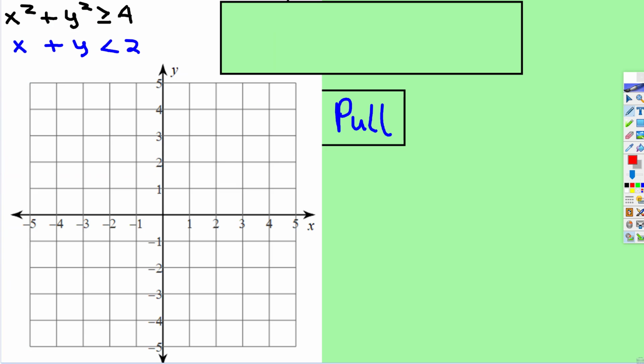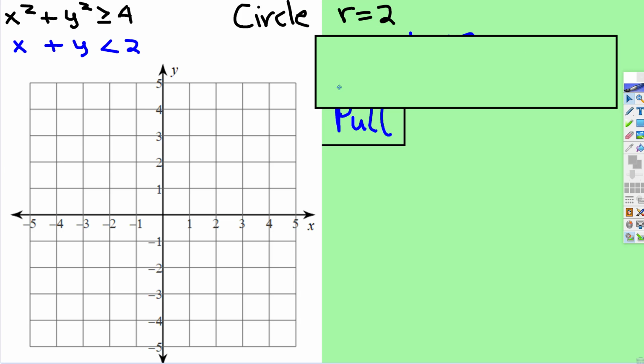All right, and then I'm going to show you what to do when you have nonlinear inequalities. So this first equation is a circle. X squared plus y squared is greater than or equal to 4. So you'd tell me that's a circle with radius of 2. The next one is linear. We would just subtract x from both sides.